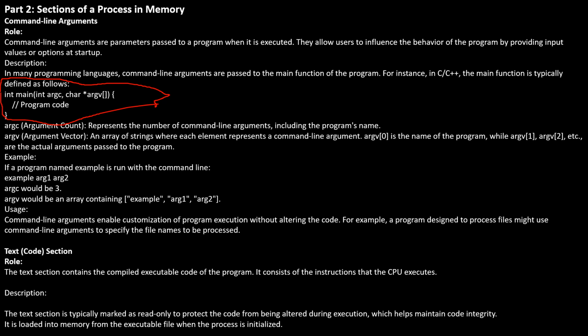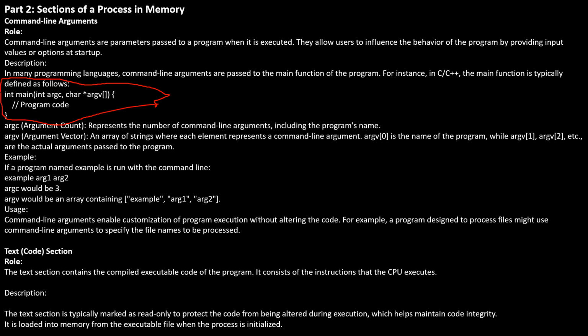Example: if a program named example is running with the command line example arg1 arg2, argc would be three. argv would be an array containing the three strings. Usage. Command line arguments enable the customization of program execution without altering the code. For example, a program designed to process a file might use a command line argument to specify the file name to be processed.